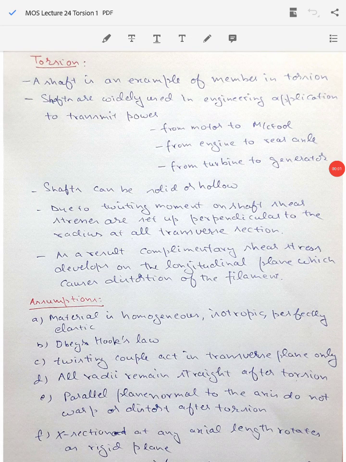Hello students, we are going to start a new chapter today. It is torsion. Shaft is an example of a member in torsion. Shaft is used in many applications in engineering field.